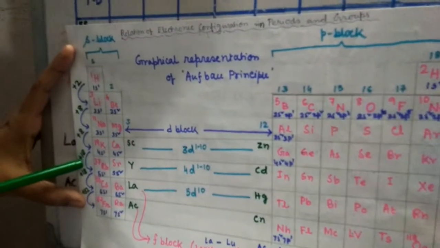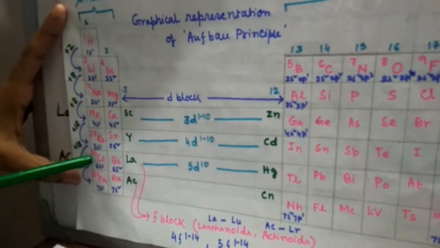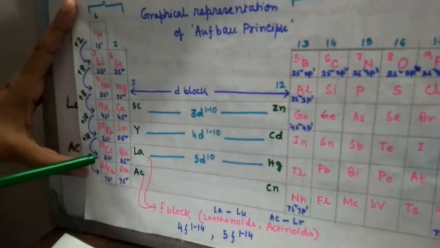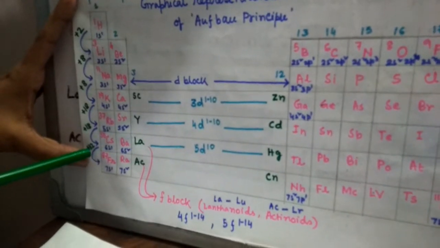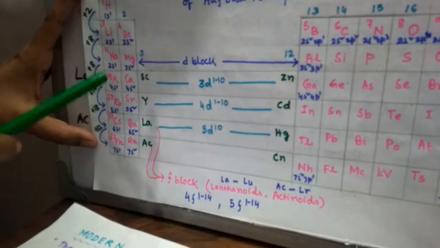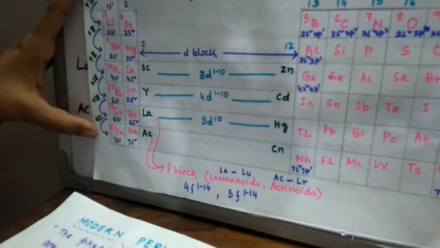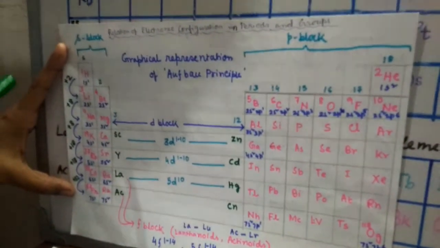Then cesium, 55 atomic number, so an increment of 18 again, and in francium the increment is 55 to 87, so it is 32. I will obviously tell you how these numbers have come, but before that you see how the electronic configuration is dictating the position of the elements in the periodic table.